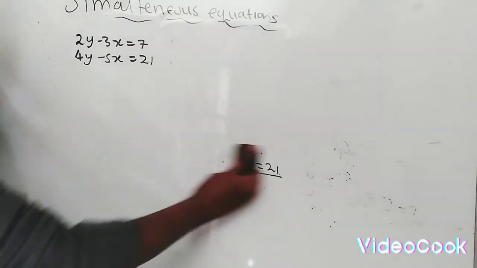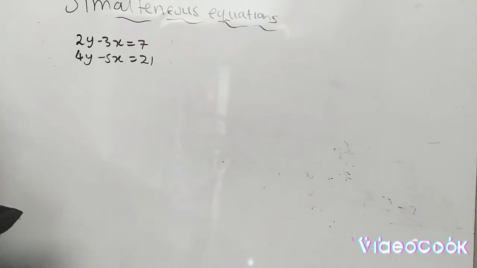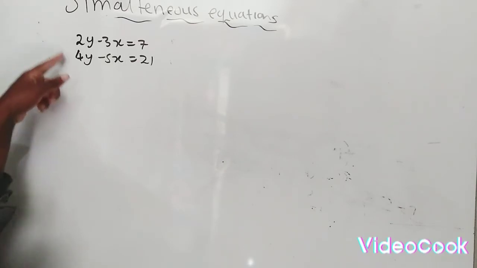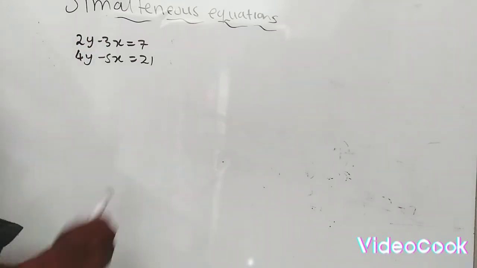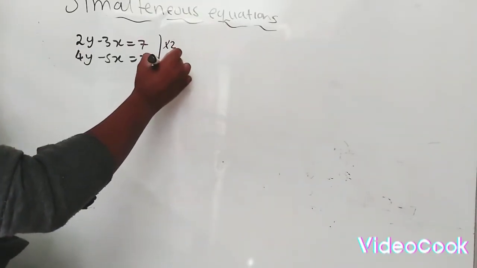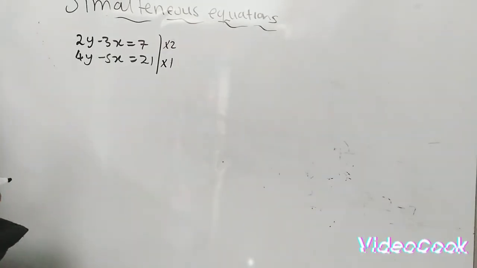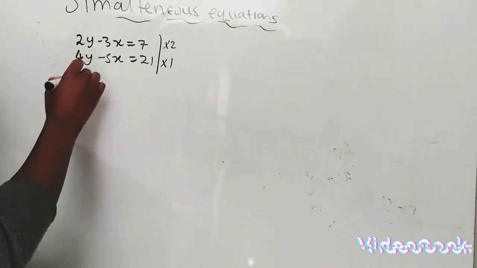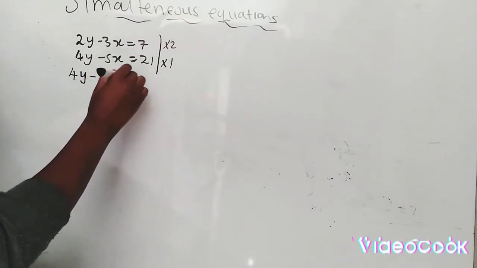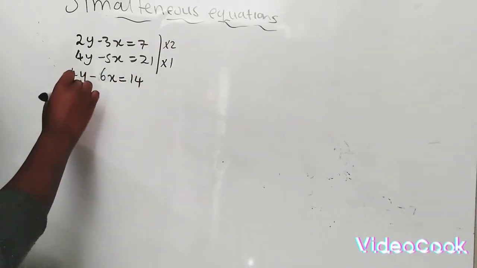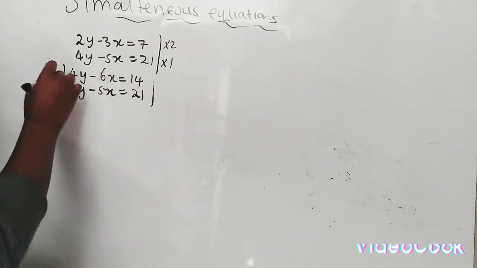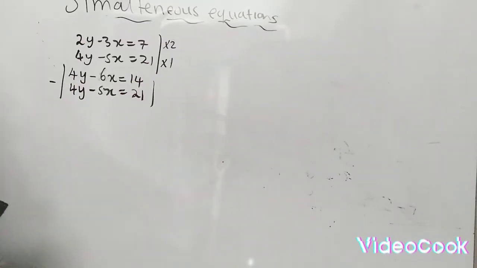So now, let's simplify this. We are eliminating, remember. Let's eliminate y here. We have a 2 and a 4. I will choose to make my first equation a 4y. So I'll multiply my first equation by 2, my second equation by 1. My first equation by 2, I'm getting 4y minus 3 times 2, it's actually minus 6x, is equal to 14. The second one, since I'm multiplying by 1, remains the same, right? Then since I'm eliminating, I'll just subtract.